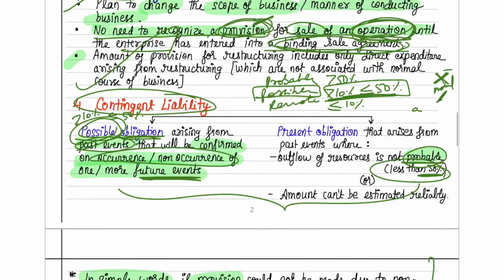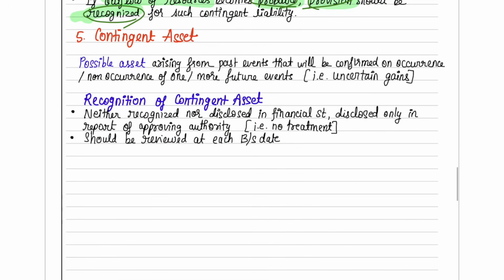So that was all about your contingent liability. Now we are moving on to the final topic, which speaks of contingent asset. Contingent asset is very easy. There is no treatment you have to do in the books for contingent asset. Just understand the meaning. A contingent asset is a possible asset which arises from past events and that will be confirmed on the occurrence or non-occurrence of one or more future events. In simple terms, it is uncertain gains. You don't know whether it will happen or not, but there is a chance that you will get this gain. But a gain you never record in your books until you confirm.